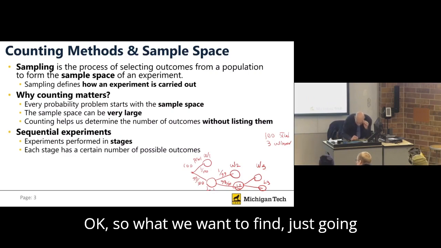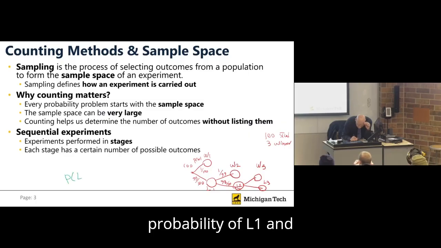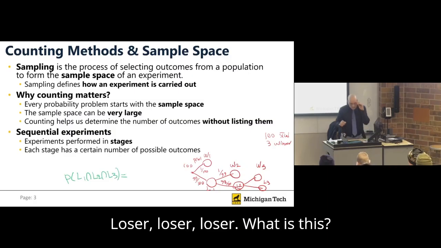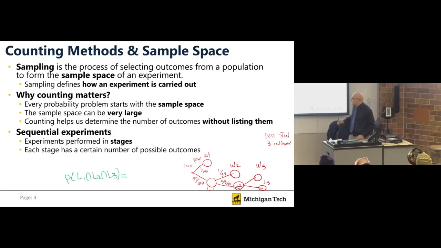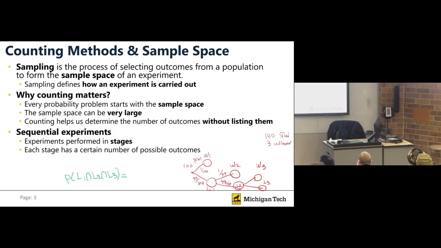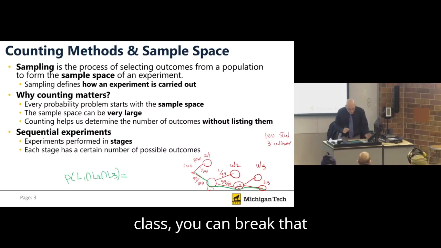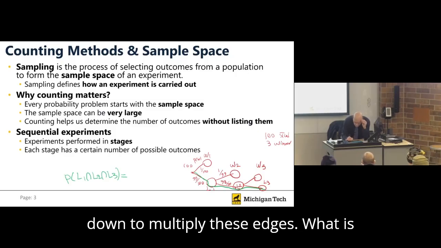Okay, so what we want to find, I'm just going to write it, you're going to compute it. We want to find the probability of L1 and L2 and L3. Loser, loser, loser. What is this? In this graph, you can find it: L1, L2, L3 is this path. And based off last class, you can break that down to multiply these edges.